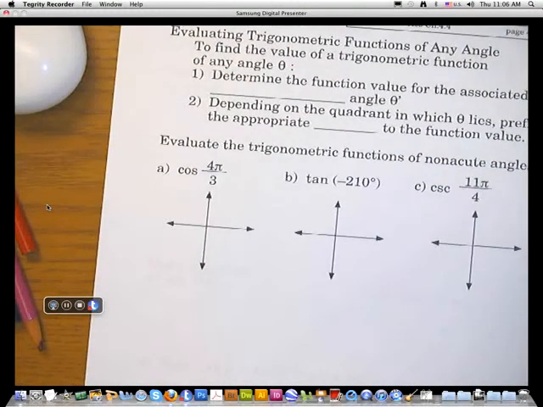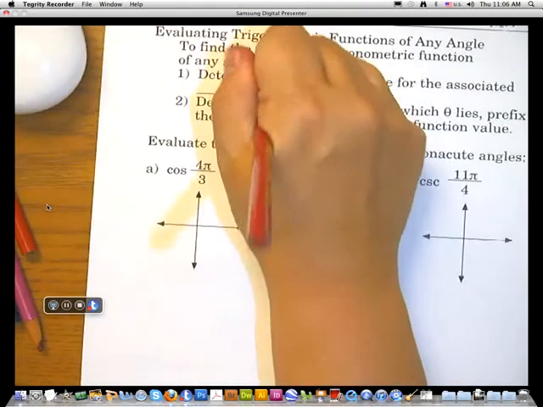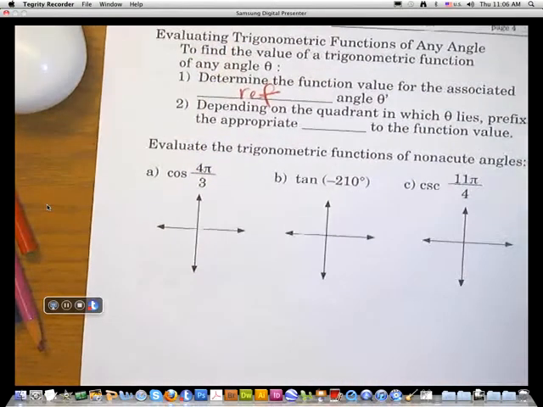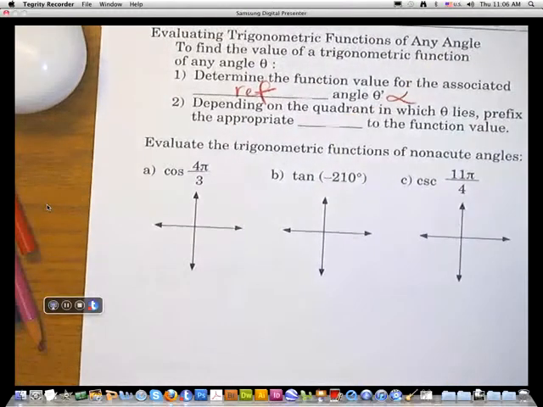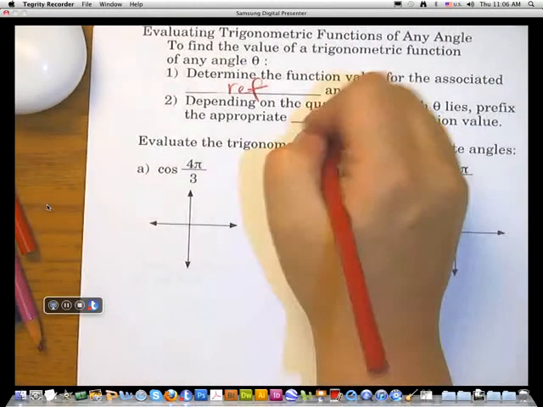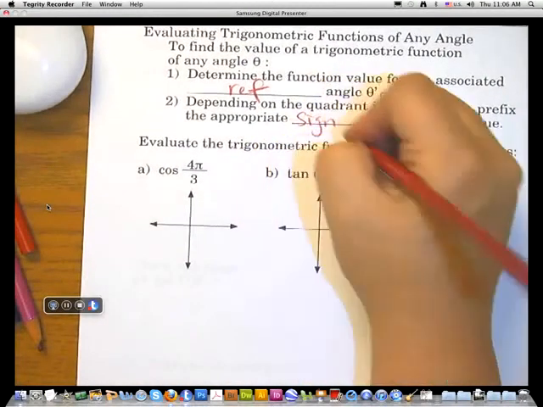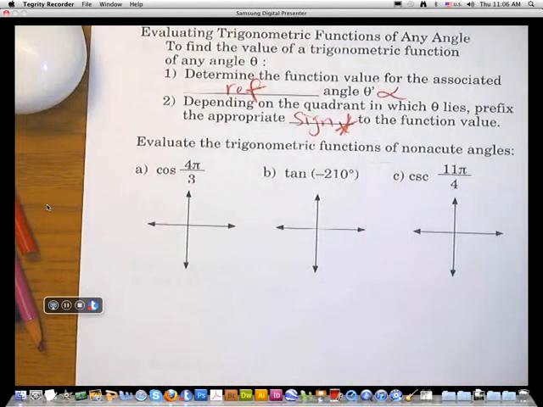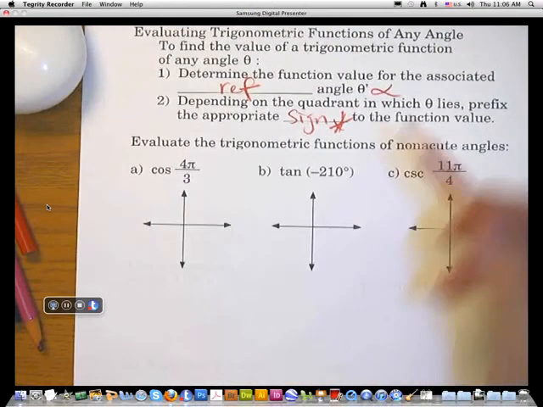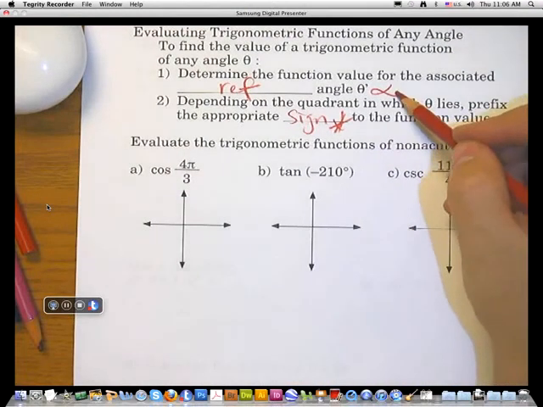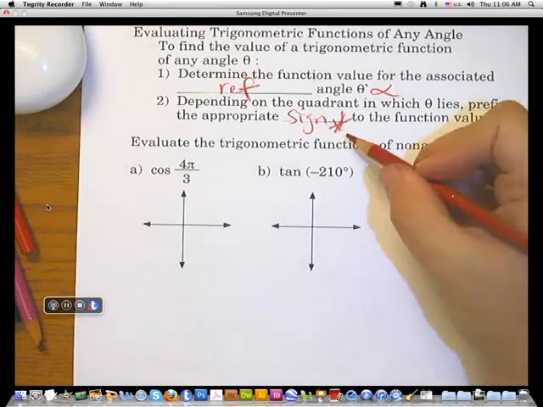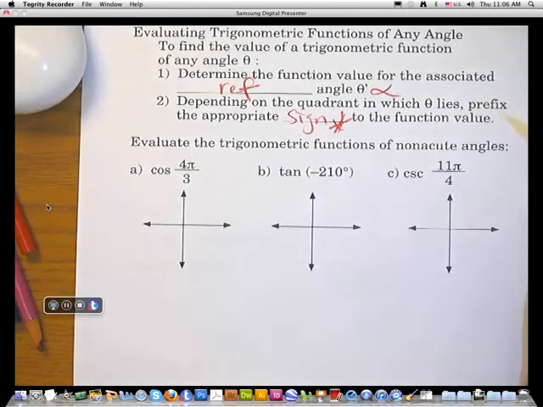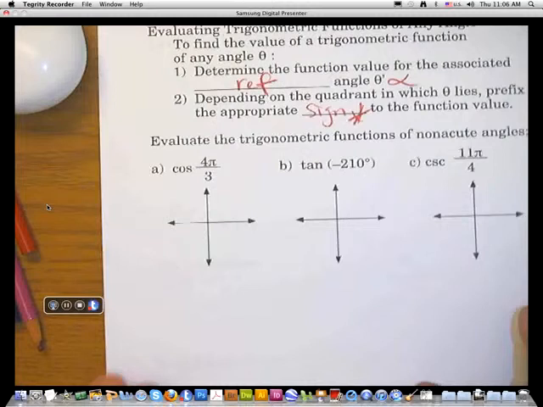All right, to find trig functions at any angle, once again, we're going to find the reference angle, which I'm going to call alpha. Depending on the quadrant, you must be careful of your signs, your positives and negatives. So first you find your reference angle, then you find your signs based on the quadrants here.